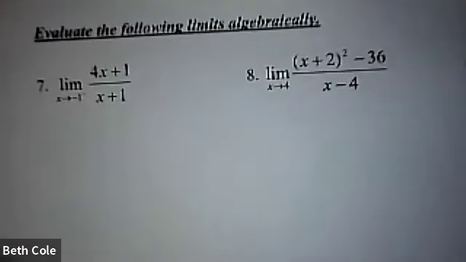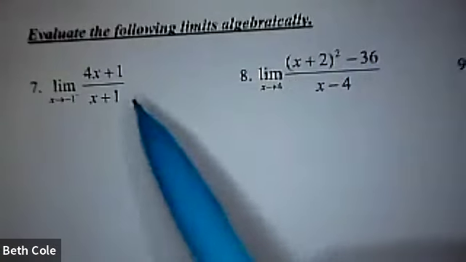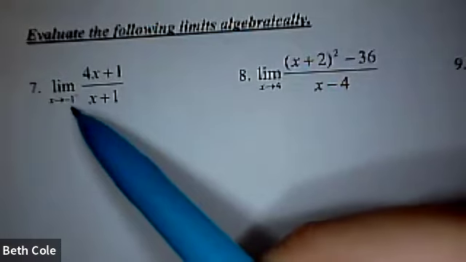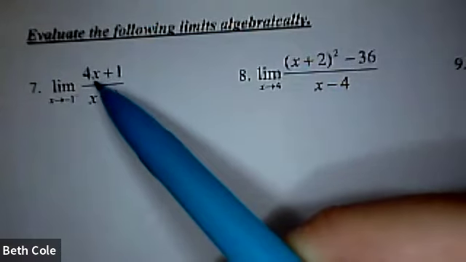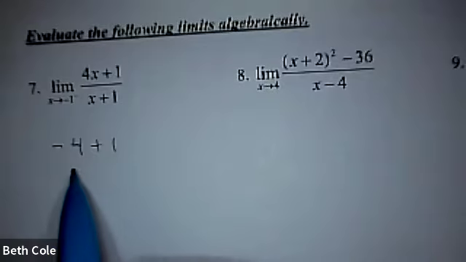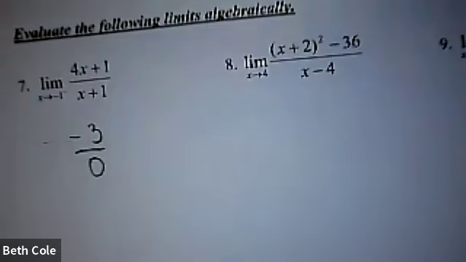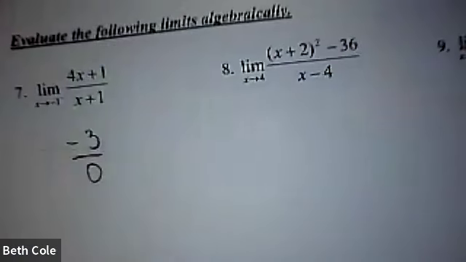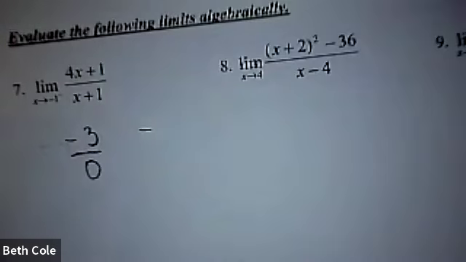All right. Solving limits algebraically. So we don't have a graph. First thing you always want to do is try to plug in the number. If we plug in -1 here, that's going to give us -4 plus 1, which would be -3. So that'll be -3 over 0. That means that there is an asymptote. And so we're going to test whether this goes up or down. -3 is a negative number.